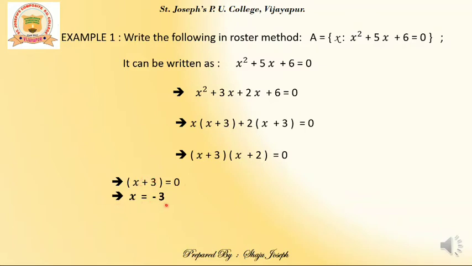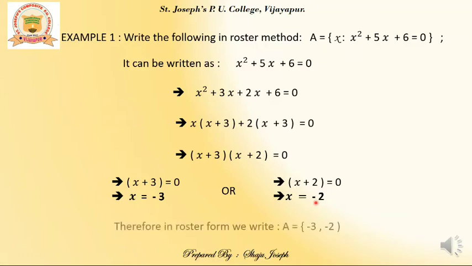So one value of x we got, that is minus 3. Or the product is equal to 0 also means the second part must be 0, that is x plus 2 should be 0. If x plus 2 is 0, then automatically x is equal to minus 2. Why? Because plus 2 comes to the other side, becomes minus 2. We got two options here, minus 3 or minus 2. These are the two values to be written in roster form. Let us see how to write them.